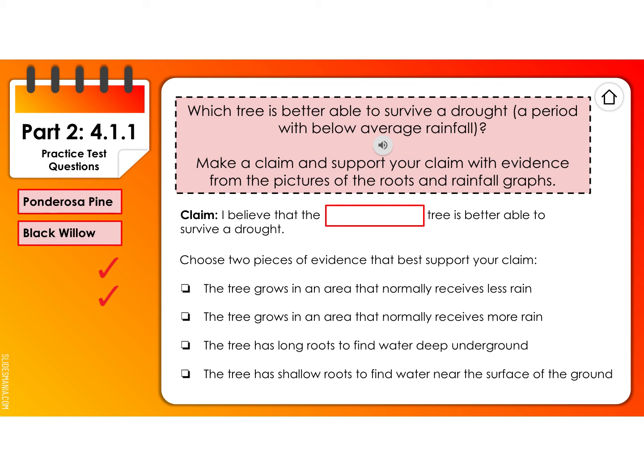So you are going to pull one of the trees over here at this side, the ponderosa pine or the black willow, into this box here. And then you're going to choose two pieces of evidence that support that. So, and this last page is the teacher video where you can check your answers and see how you did. Good luck.